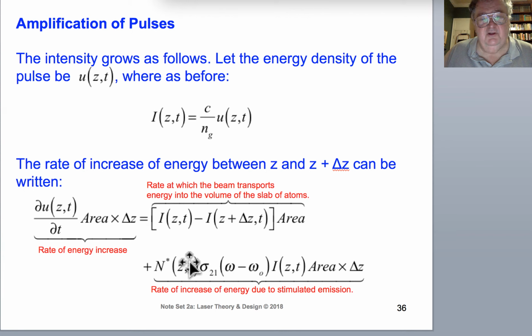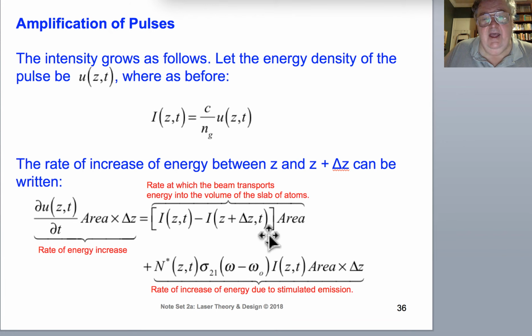How much energy is it delivering into the crystal in that distance z to z plus delta z? Well, I have I of z that I put in minus I of z plus delta z. That's an energy flux, so I multiply by the area and I get the energy. So this is an energy flux per unit time, if you look back again to the last recording. You multiply by the area, you get the energy per unit time, the energy rate. This is the rate at which I'm bringing energy into my crystal from my pulse, for some arbitrary z and z plus delta z.